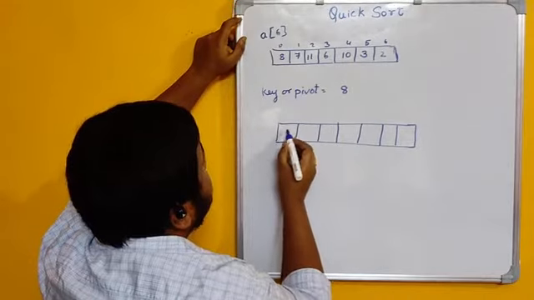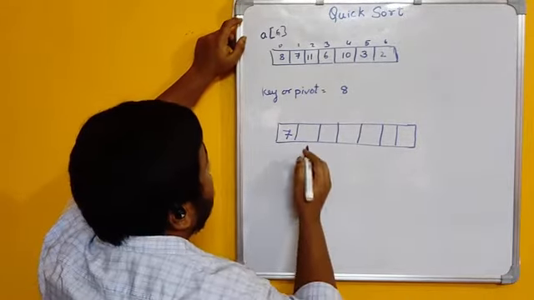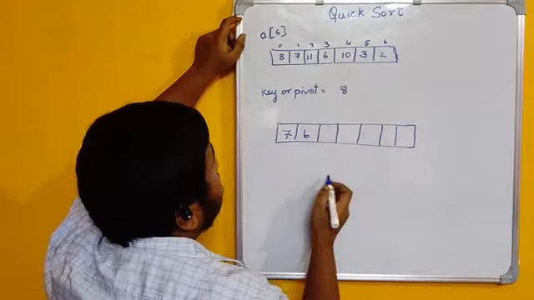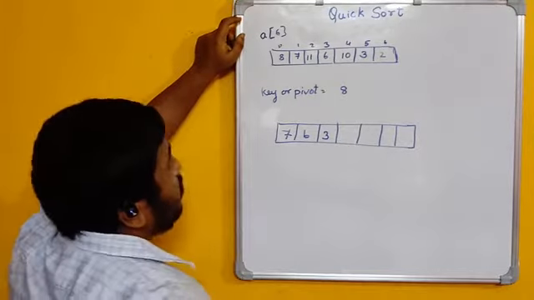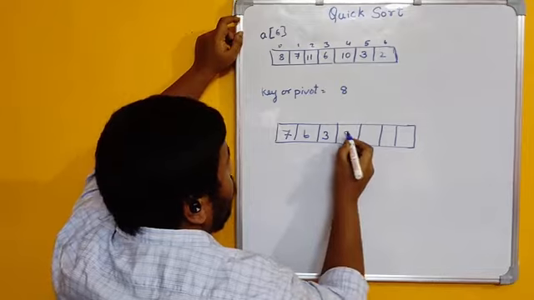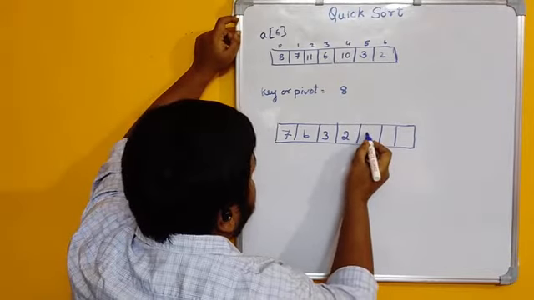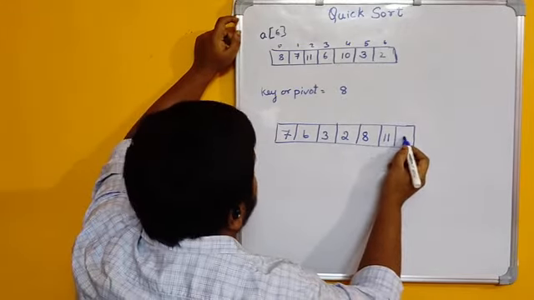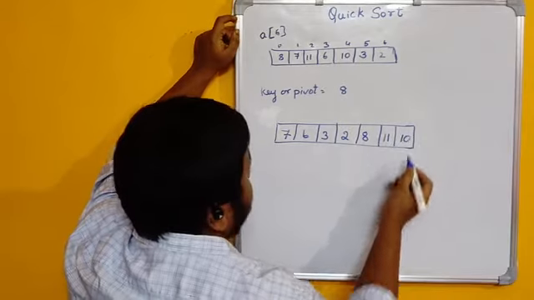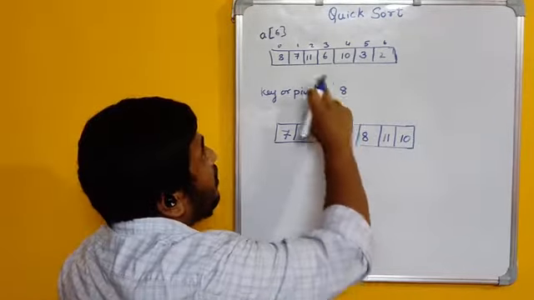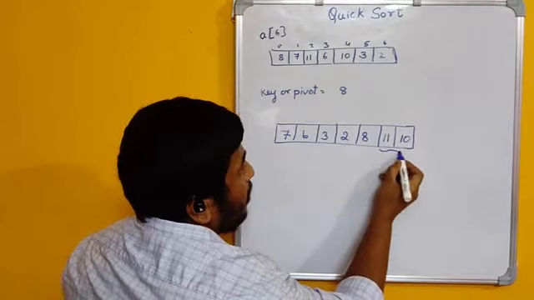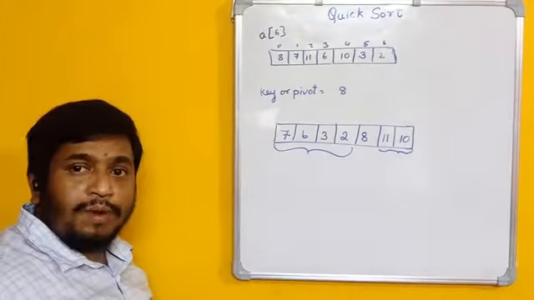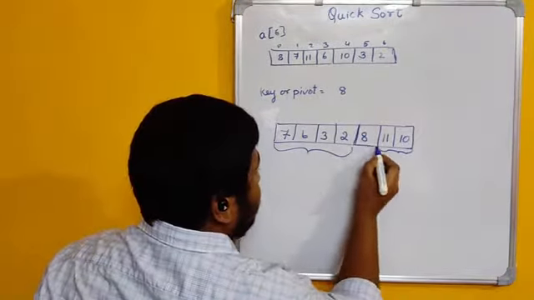So 7 is less than 8. Next, 11 is not. 6 is less than 8, so 6. And 3 is less than 8, so 3. 2 is also less than 8, so 2. Now here is 8. Now 11 and 10: the elements greater than the pivot element are 11 and 10. So these two will be a separate array, and these four will be another separate array. Now 8 is in its correct position.